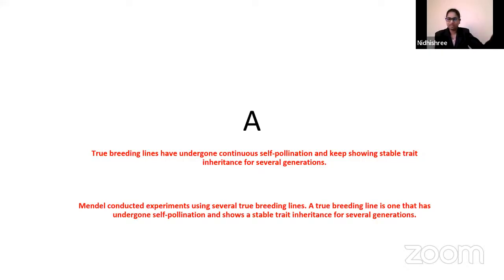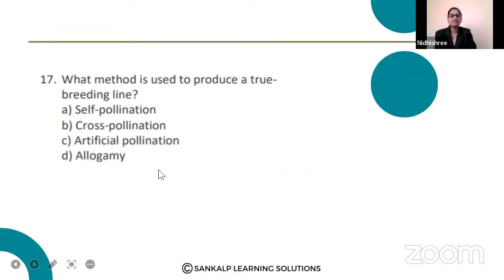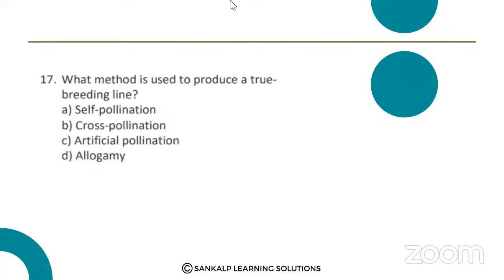After the pollination and fertilization, we get stable lines, varieties. So that is called as true breeding lines. Option A is the right answer. What method is used to produce a true breeding line? Self-pollination, cross-pollination, artificial pollination, allogamy. Self-pollination.